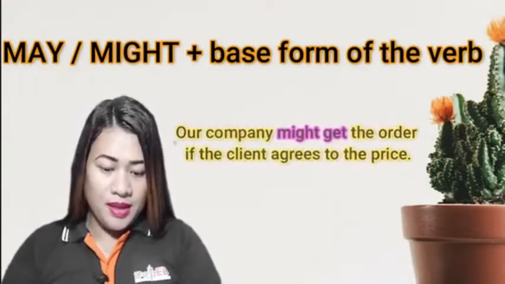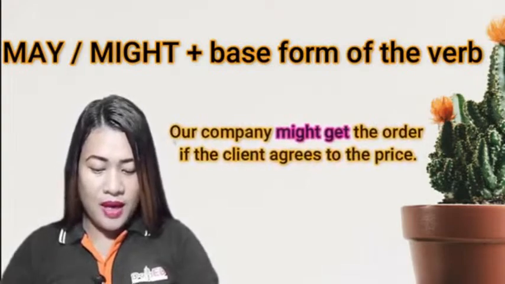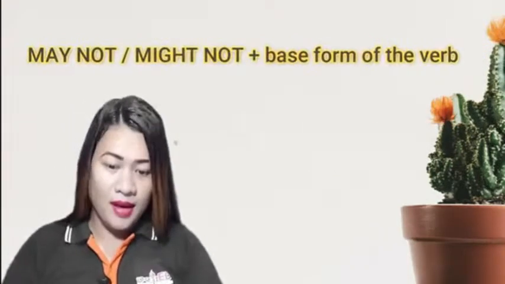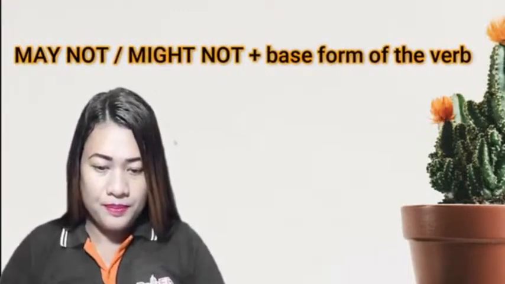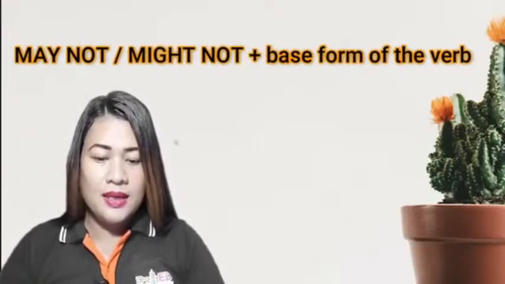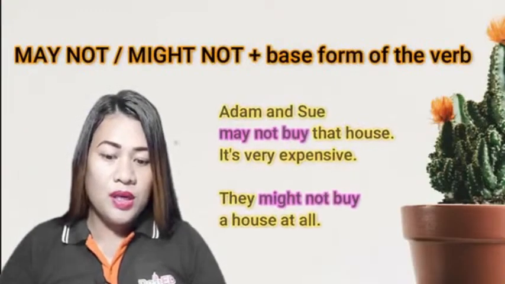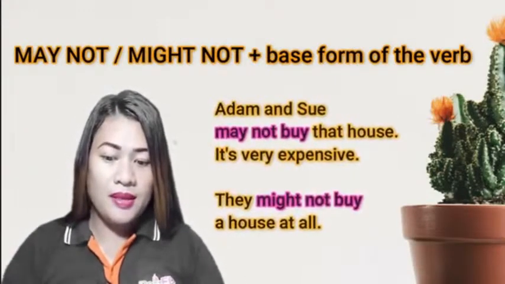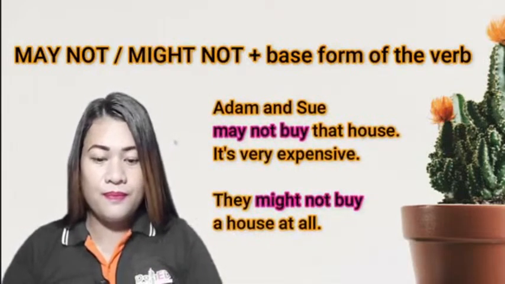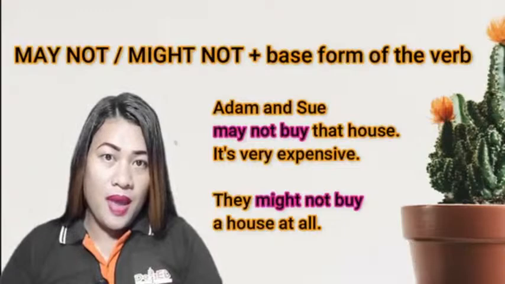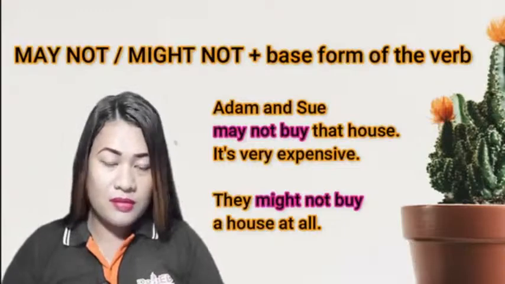Our company might get the order if the client agrees to the price. May not or might not plus the base form of the verb. Example: Adam and Suri may not buy that house. It's very expensive. They might not buy a house at all.